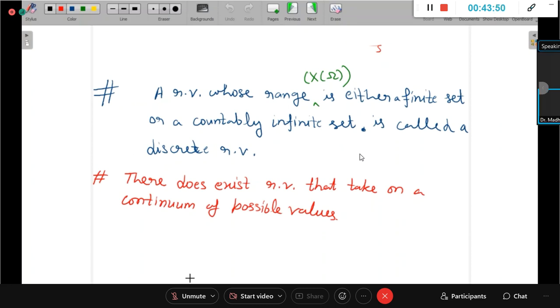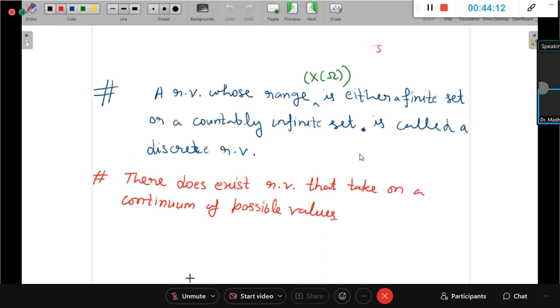It assumes only discrete values, not in the continuum case, where, between any values, let's say 1 to 2, it can assume 1.5, or 1.6, or 1.499999. No, that is not a discrete random variable.